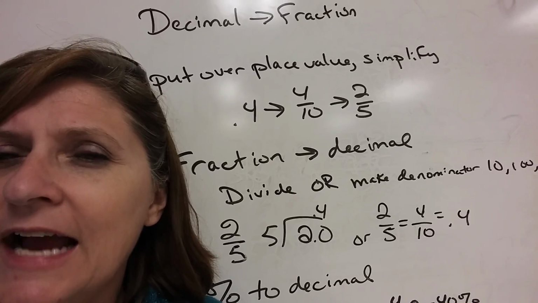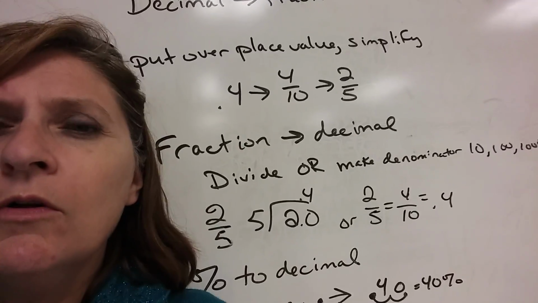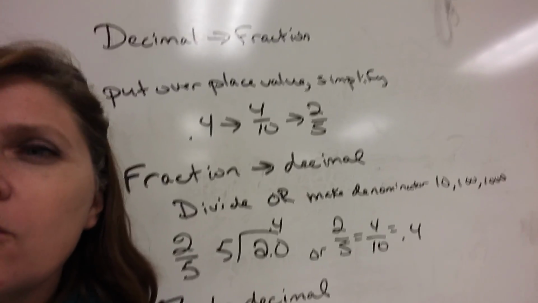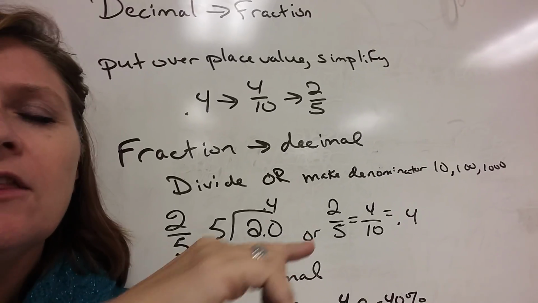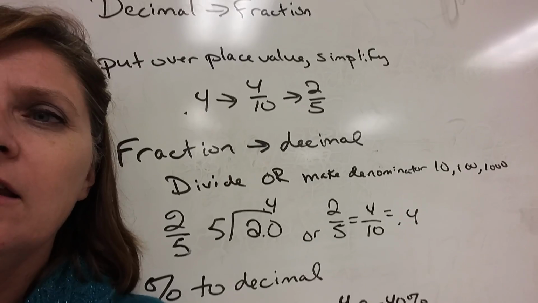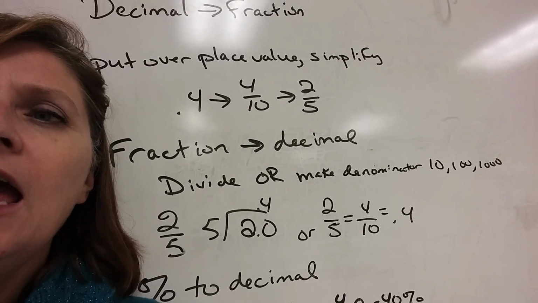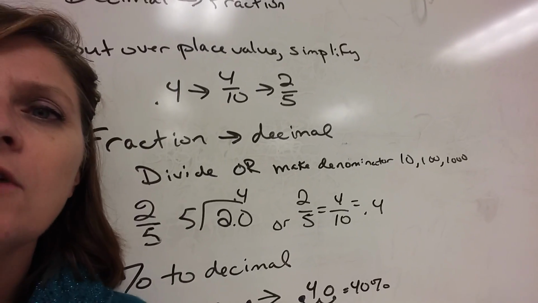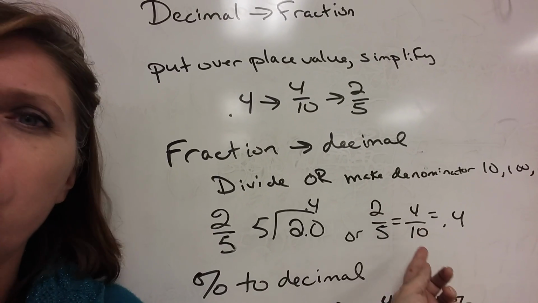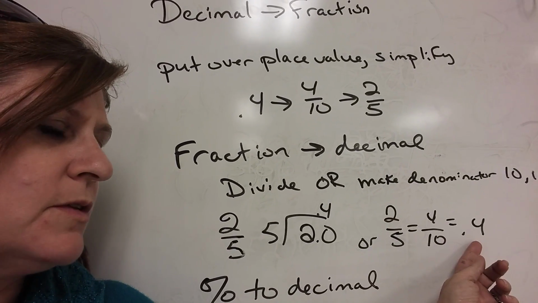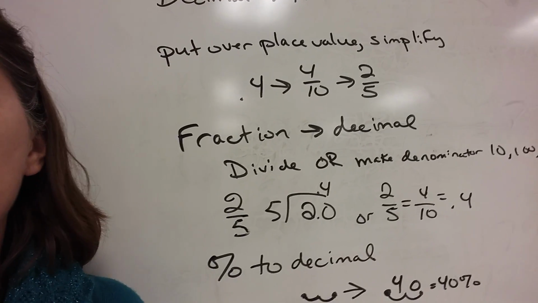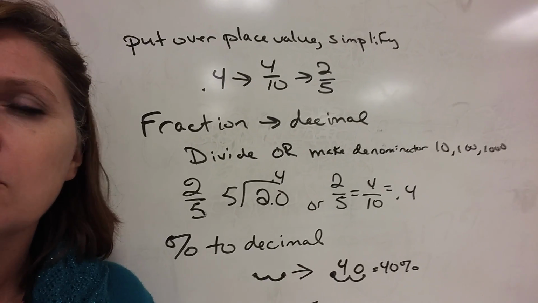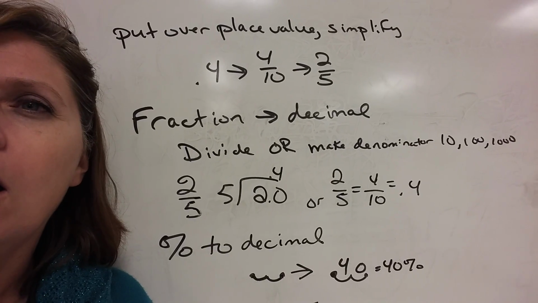If I don't want to divide and it's a number that is compatible with 10, 100, or 1,000, then I can make that bottom number into one of those other numbers. The 5 can easily be made into a 10. 5 times 2 is 10, and 2 times 2 is 4. So I can go ahead and do that, and I end up with 4/10. So then I just take it and put it into my decimal form of 4/10, which is kind of where we started this from. All right, so I just want to make sure you're writing all of this down.